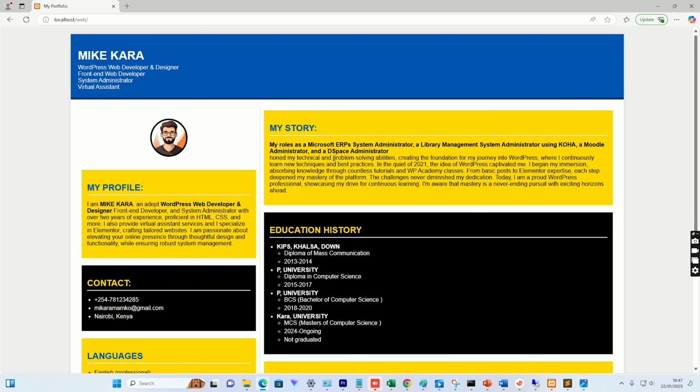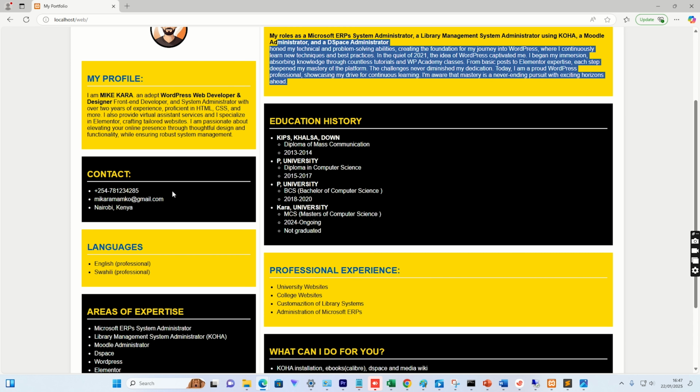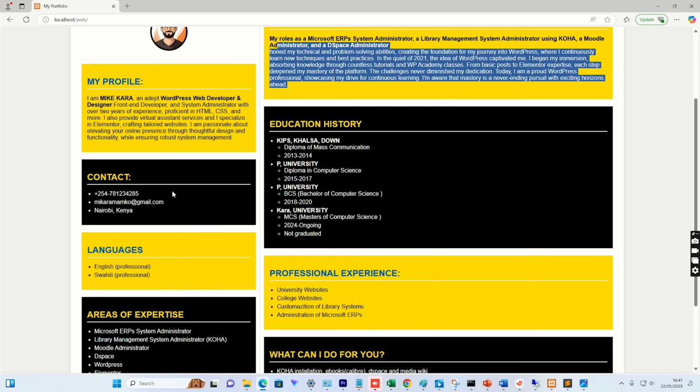Here is the portfolio. It has two main sections, the right and left sections. The right section includes my name, profile picture, my profile, and contact information, languages, and areas of expertise. On the left section, where I've shared my story, education, professional experience, and what I can do for you.